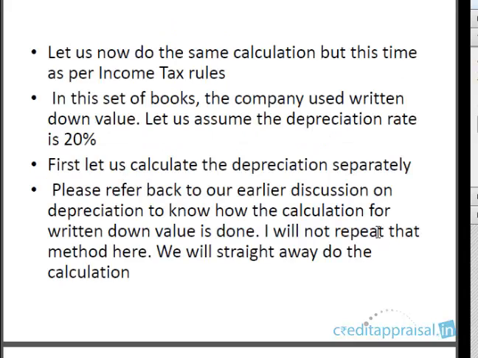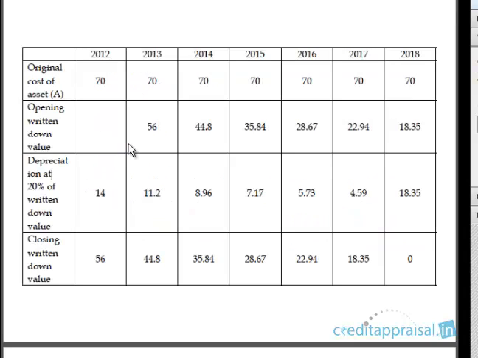Let us do the same calculation for WDV. In this WDV method, let us assume that the company is assuming the depreciation rate to be 20%. Let us first of all calculate the depreciation. First of all, do the depreciation. So depreciation, if you remember the calculation, this is how we do the WDV depreciation.